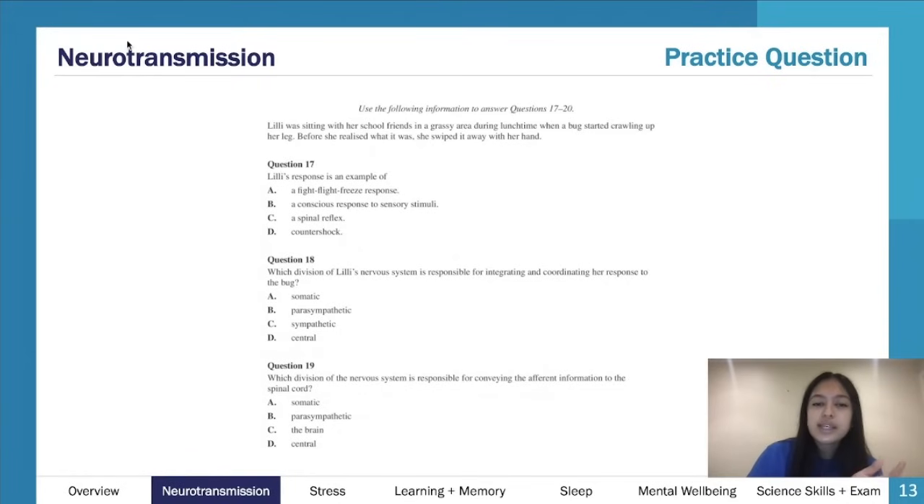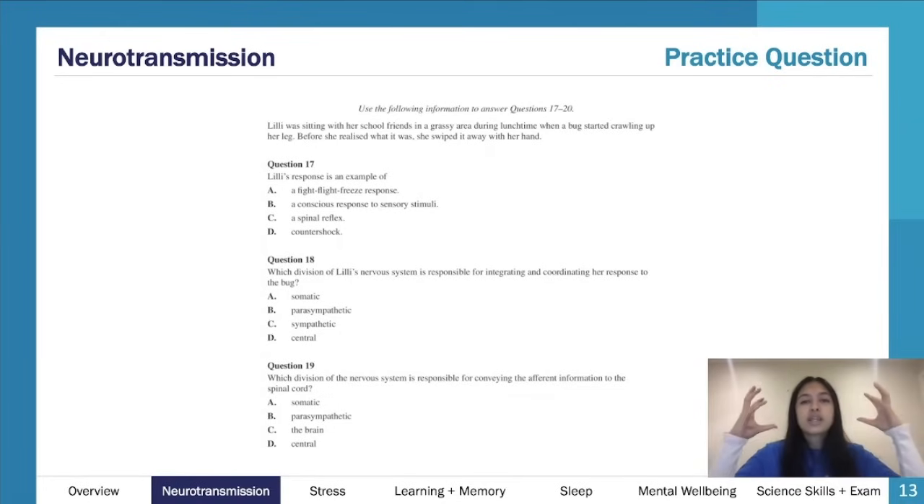An important thing that we see here is "before she realized what it was." You remember what I said earlier about the brain and the spinal cord, this idea of your central nervous system. You consciously think of something, you consciously coordinate a response, and then you initiate it. That's what we would see in a conscious response to sensory stimuli. So, I see a little bug crawling on my hand or something like that.